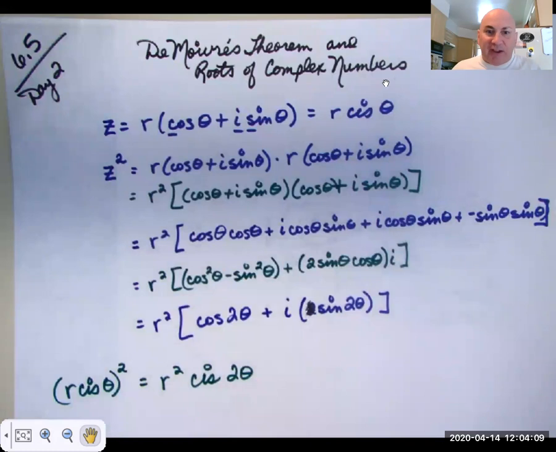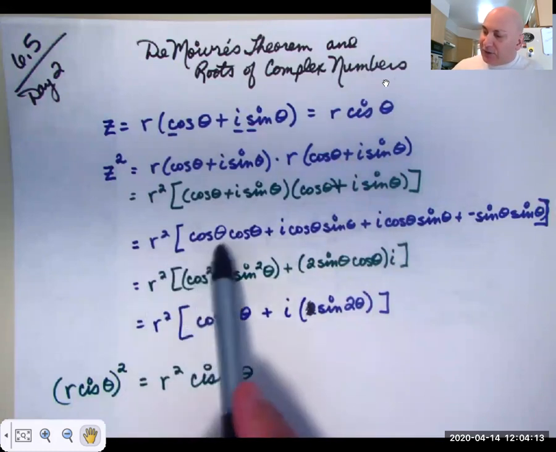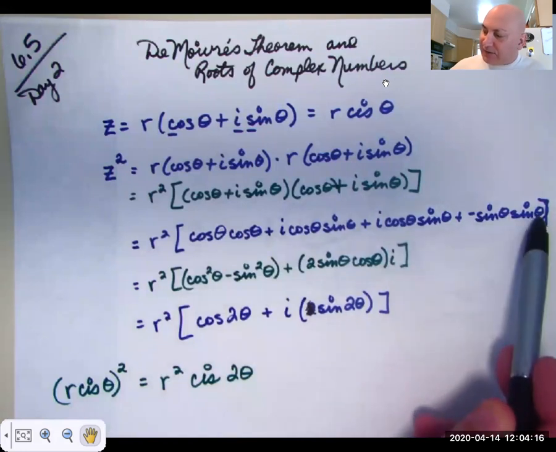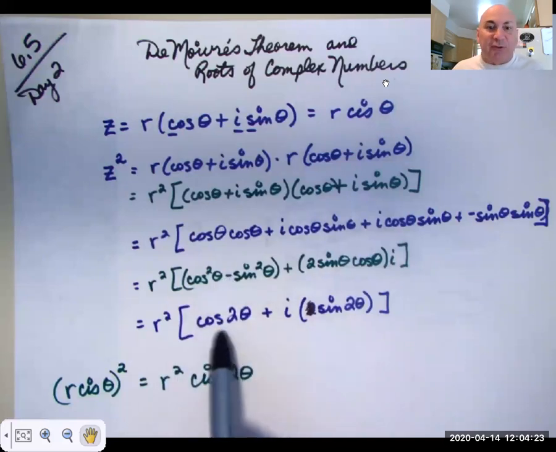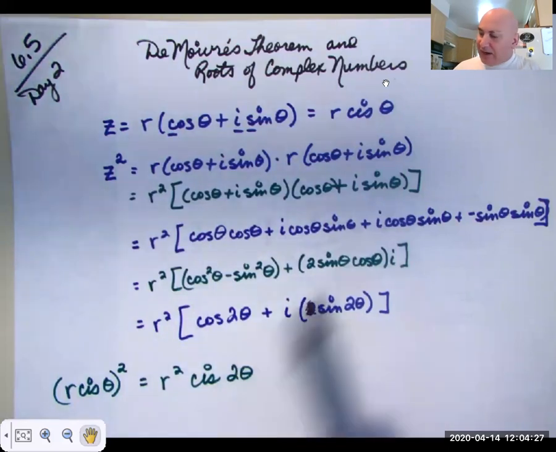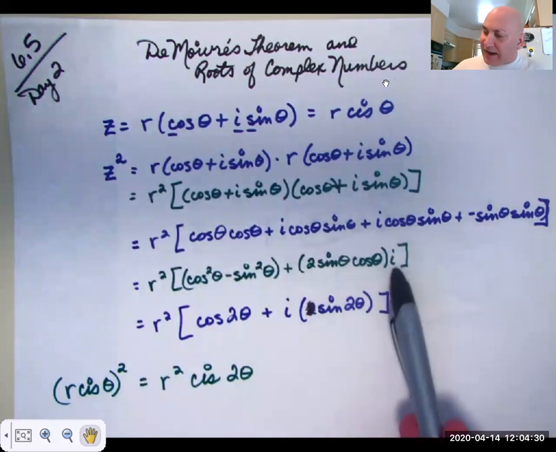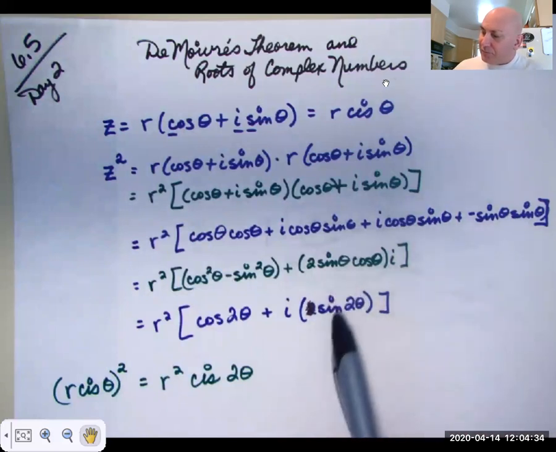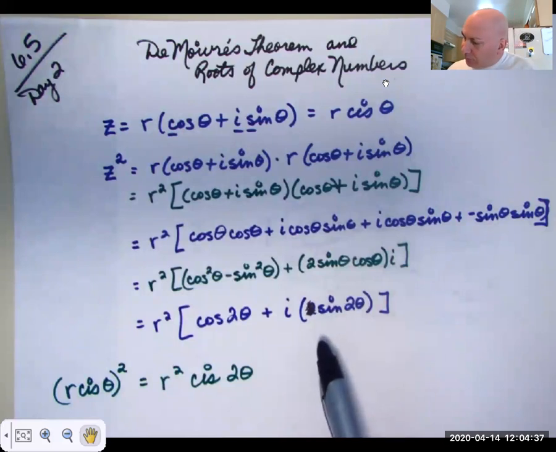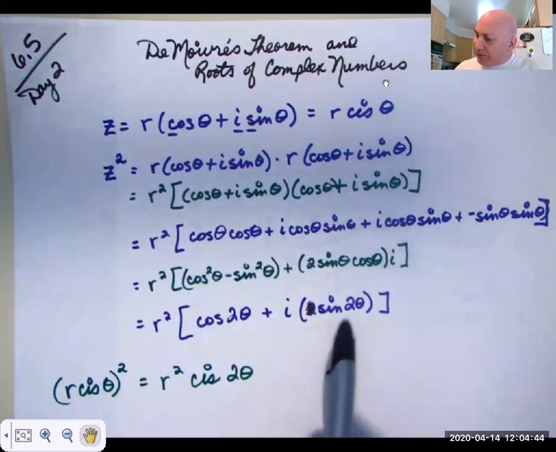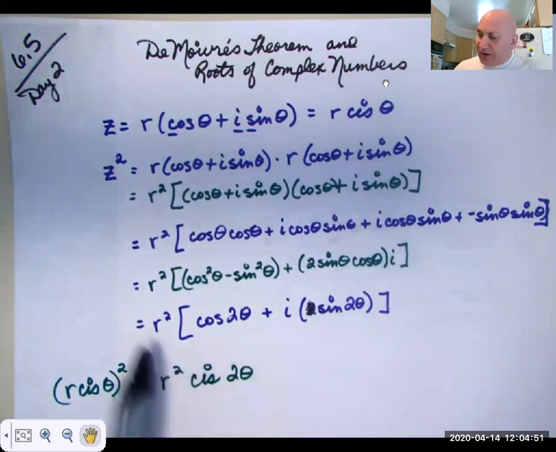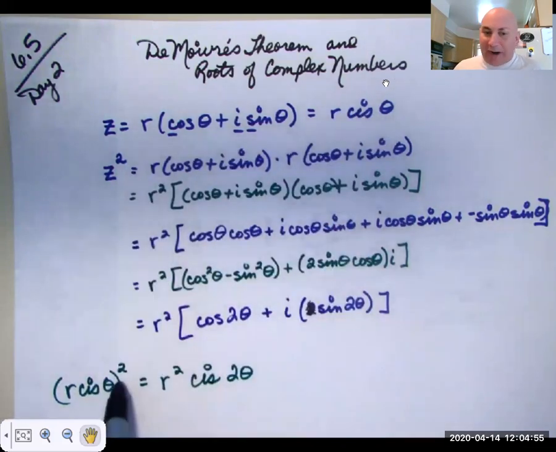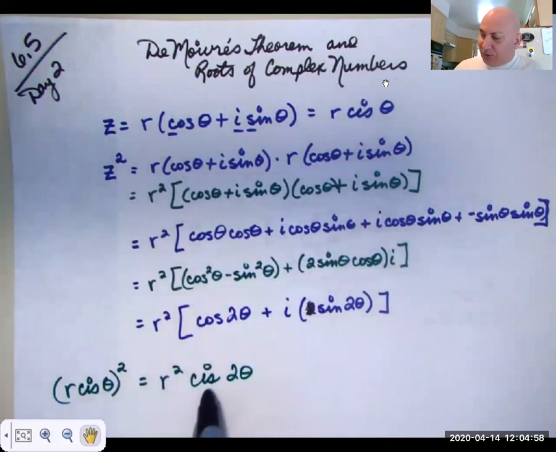Now, you might notice that if you take the real numbers, cosine squared theta minus sine squared theta is actually the cosine of 2 theta. That's one of our double angle identities. And combine this and this, factor an i out. We're going to end up with sine of 2 theta times i. So you can see that if you take r cis theta and square it, you get r squared cis 2 times theta.